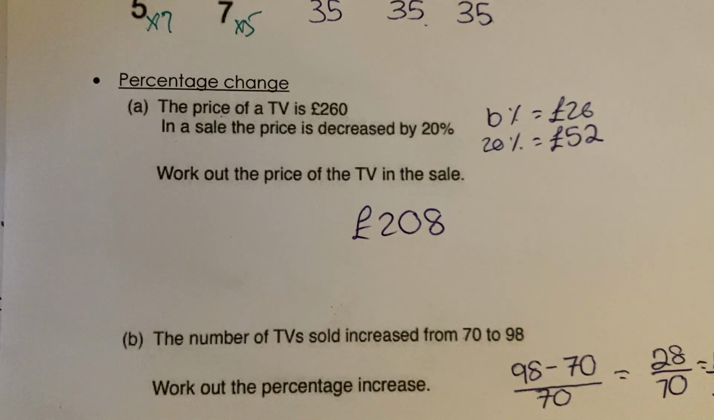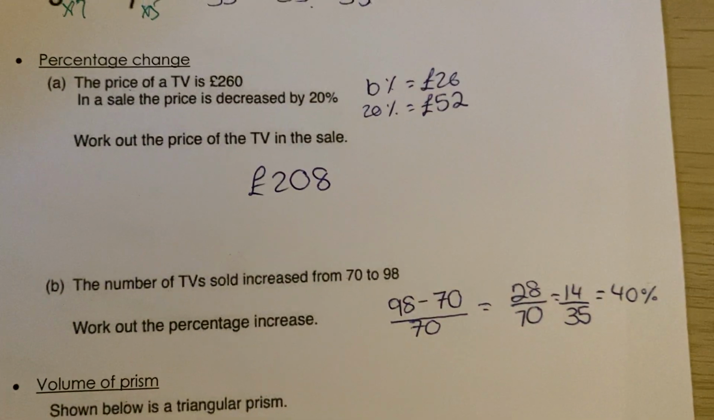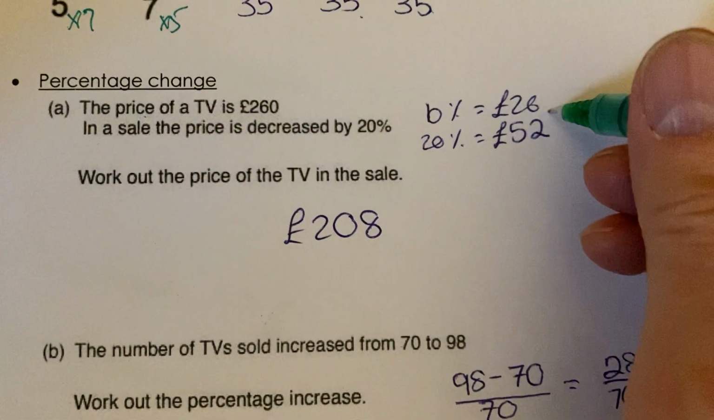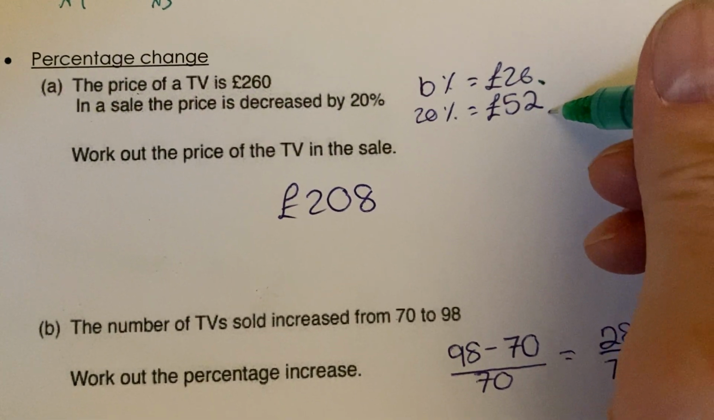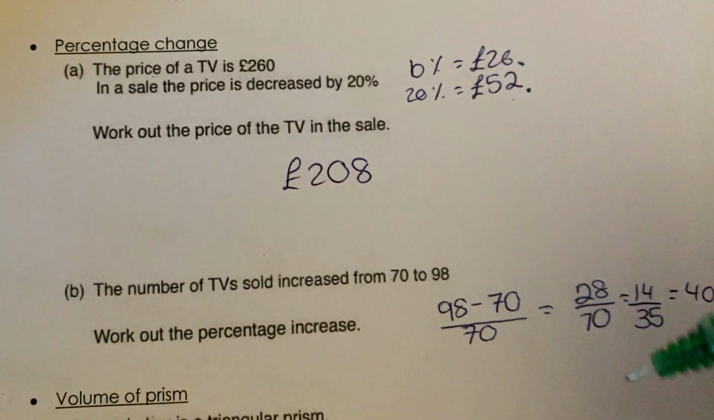And then finally, or 2 more to go, the price of the TV is £260. In the sales, it's decreased by 20%. So what you need to do is find 10%. 10% is 26, 20% is 52. And then you say take 52 away from 260, leaves 208.